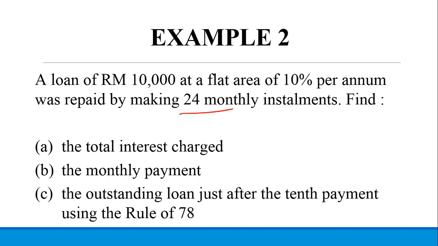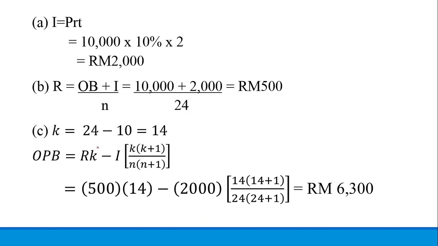Now, if suddenly, just after the 10th payment, you want to settle all of the debt using the rule of 78, how much is the outstanding loan? You want to calculate the outstanding loan after the 10th payment. Here you have N equal to 24. After you have paid 10 times, the balance is 14.